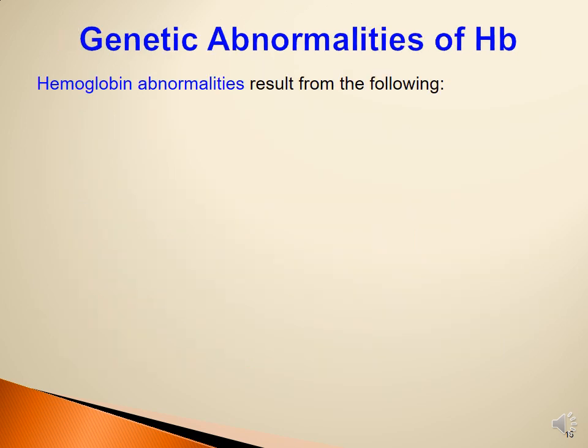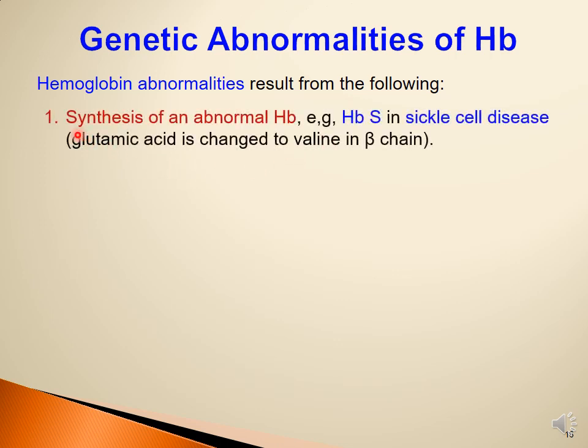Now, what are the genetic abnormalities of hemoglobin? We have different abnormalities that result from different causes. One of them is the synthesis of abnormal hemoglobin, like hemoglobin S in sickle cell disease, where glutamic acid in the beta chain is replaced with valine. The glutamic acid, which is an amino acid, in the beta chain is replaced with valine, and this will produce an abnormal beta chain, and two abnormal beta chains with two normal alpha chains will produce hemoglobin S.